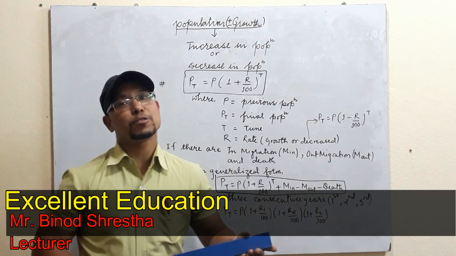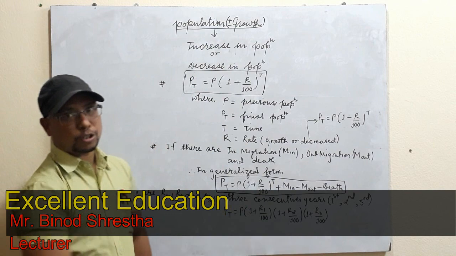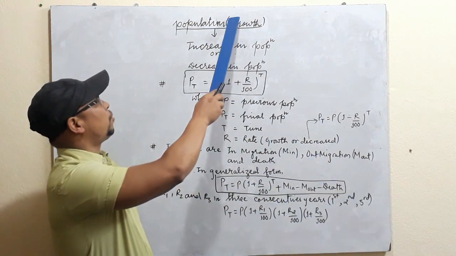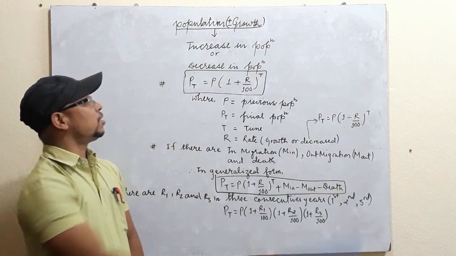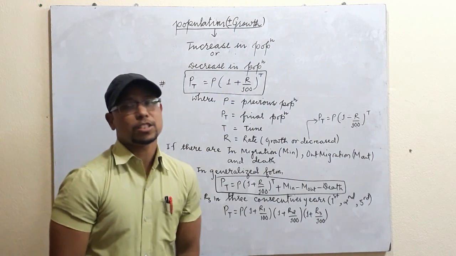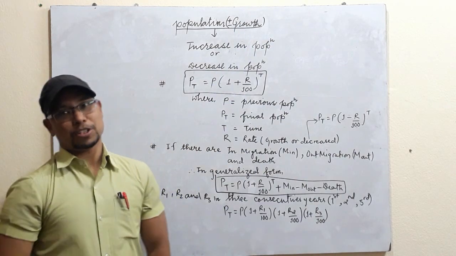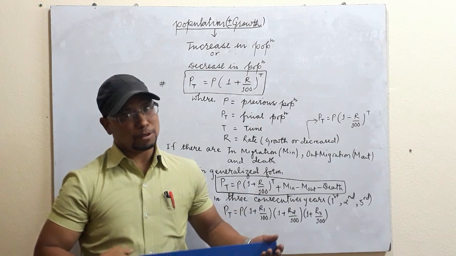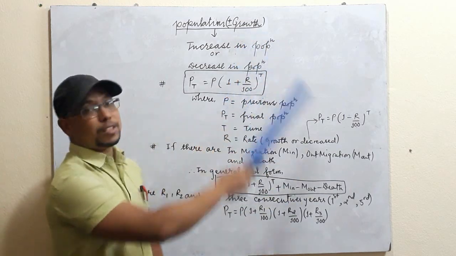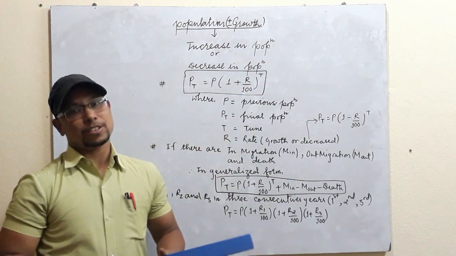Now in this tutorial we will be talking about population growth. So our topic today is population growth. In population growth I wrote the plus minus sign here because population growth doesn't mean that there is only an increase in population. Sometimes there is a decrease in population also. So plus means increase and minus means decrease.